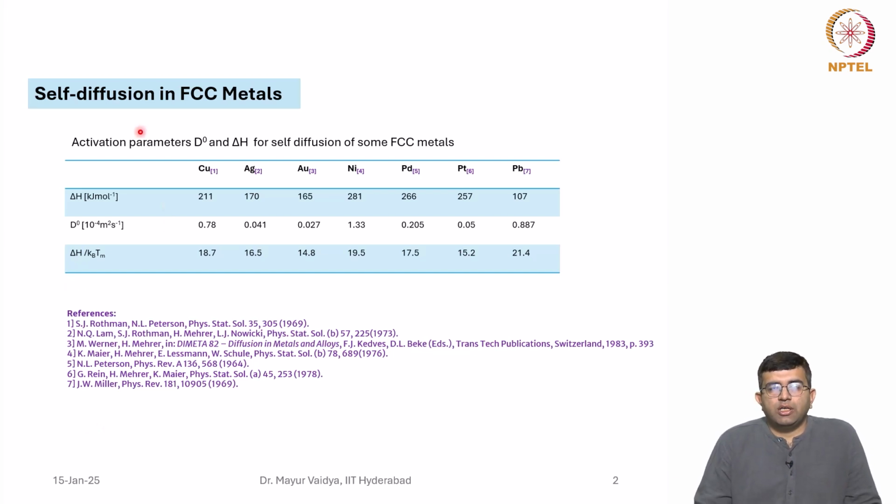So, for example, here I have put the self diffusion data for the FCC metals. Some of these FCC metals are copper, silver, gold, nickel, palladium, platinum, lead, and you will see here the delta H and D naught. These are the references from which it is taken. And what is also calculated here is delta H by Kb into Tm. This is what is known as the normalized activation enthalpy. And if you notice, more or less it follows a similar regime except lead, which is on the slightly higher side.